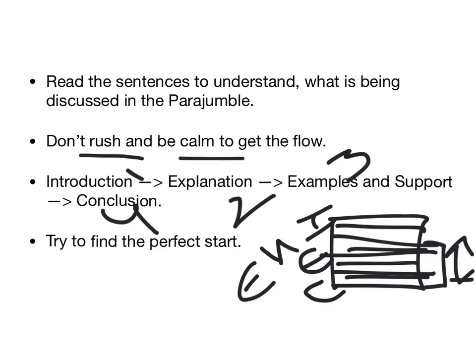Let's say that you're not able to find what the perfect start or the perfect end is. You can still use other methods to solve the parajumble. However, chances are that you will be able to understand something of what is going on. And then ask yourself, if you are the writer, the one who wrote those 4 lines, which line you should be mentioning first compared to the other lines. That is how you should be solving.